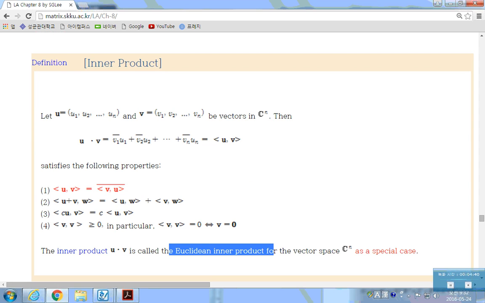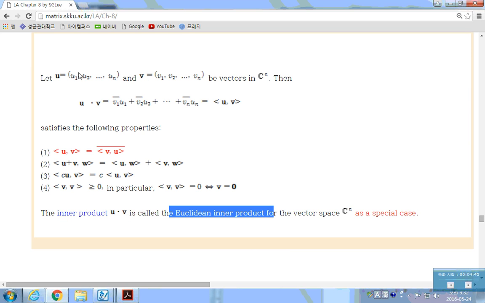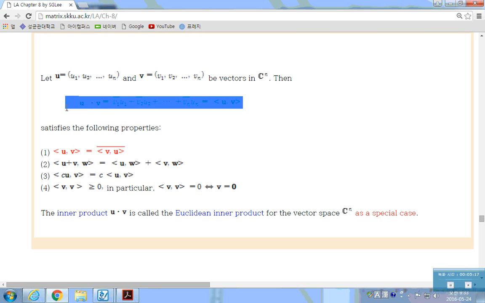We now define a Euclidean inner product, the special case of an inner product. Let u and v be in Cn. Then the inner product, the dot product of u and v, when these are complex vectors, can be written as v1 hat times u1 plus v2 hat times u2 up to vn hat times un, like this. We write this as the inner product of u and v. This is a dot product, and this is an inner product. This is the way to define it.